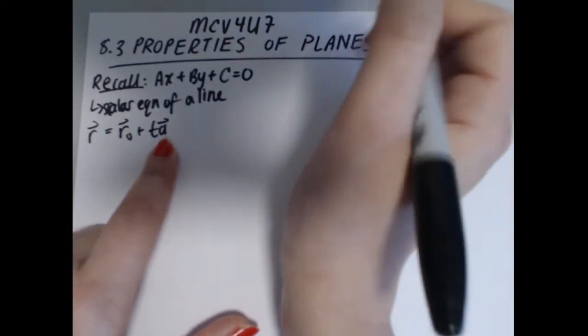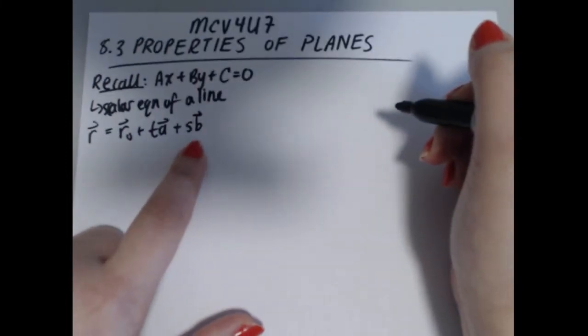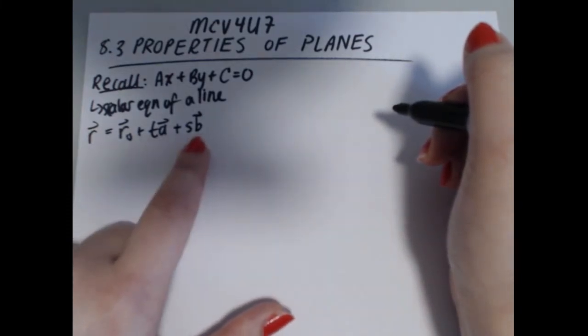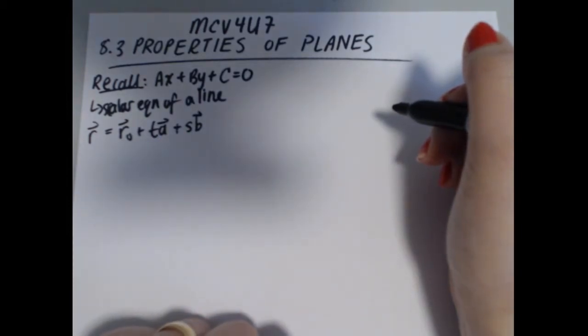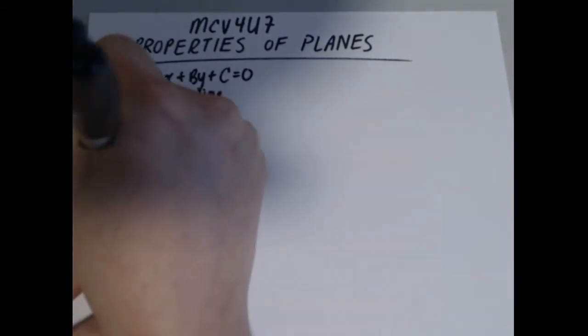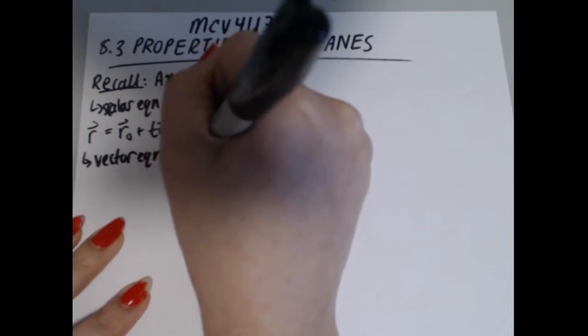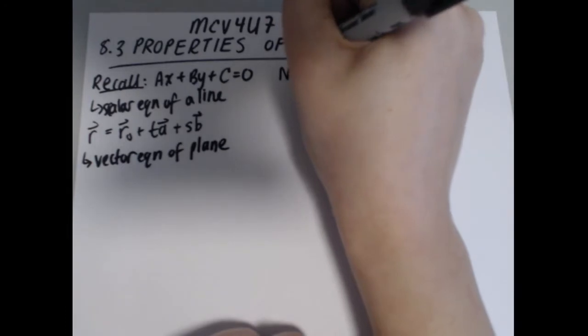Now, in order to have a plane, what we saw last time is that you have to add another direction vector. A line is considered one-dimensional in math, and the plane is two-dimensional. So in order to express something two-dimensional, you need two vectors that are not parallel to each other in order to span the two-dimensional space. So this here is the vector equation of a plane. Okay, now that's what we saw before.